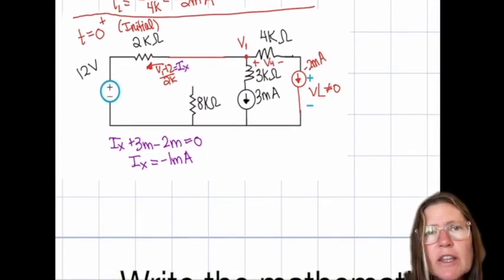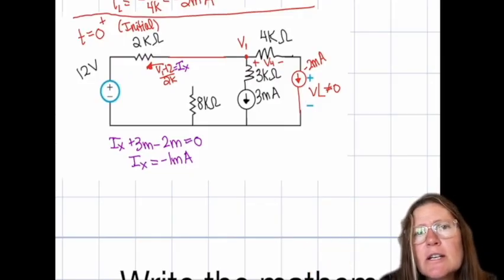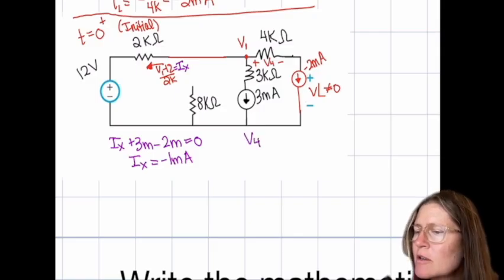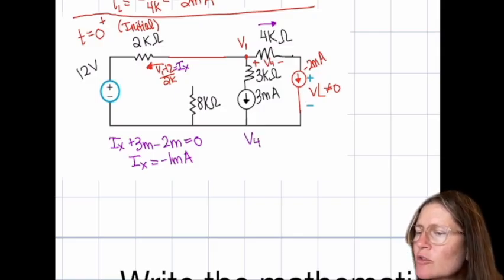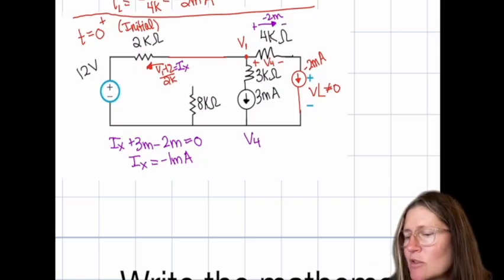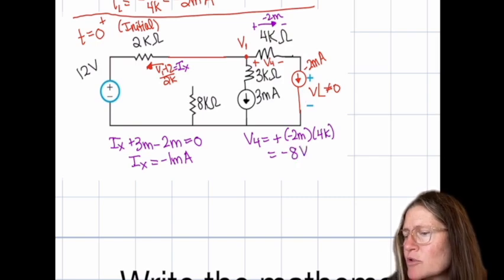Then we know V4 also is going to be, current is flowing in this direction as a minus 2 milliamps. So plus minuses are the same, so this would be a plus I, which is actually negative, minus 2 milli times 4K. And so this is going to be a minus 8 volt drop here.